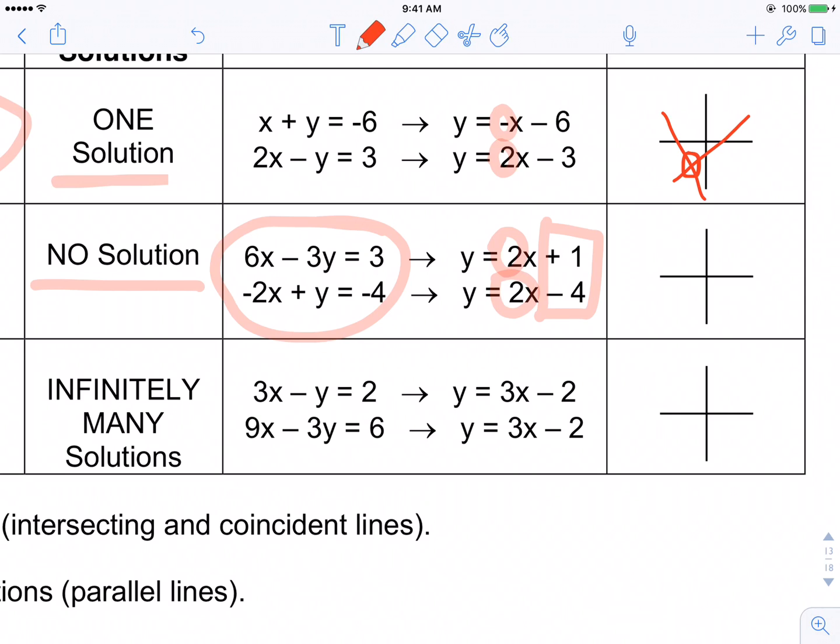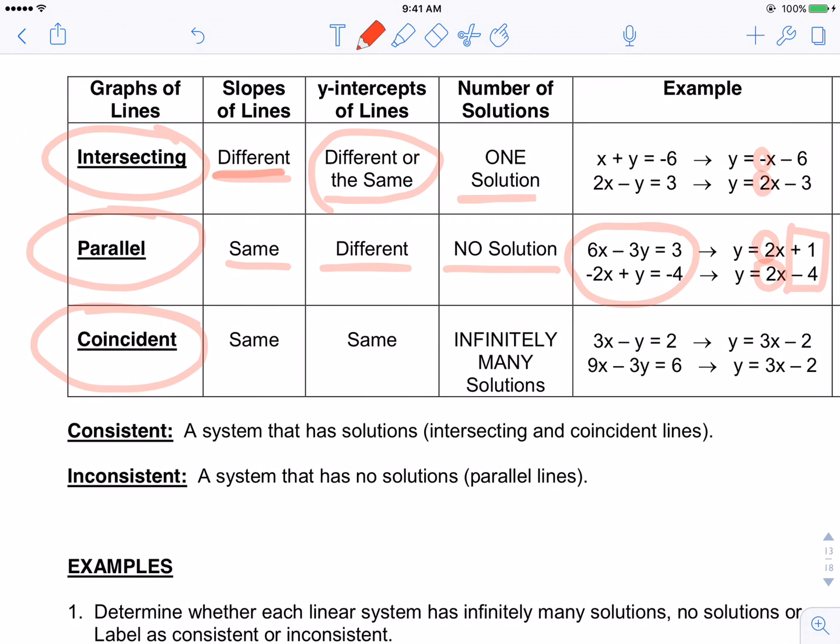So we would end up with two lines that might look something like that. They'd be parallel, they would never cross. Okay. And then our coincident lines, same slope, same y-intercept. Infinite number of solutions because they are overlapped.